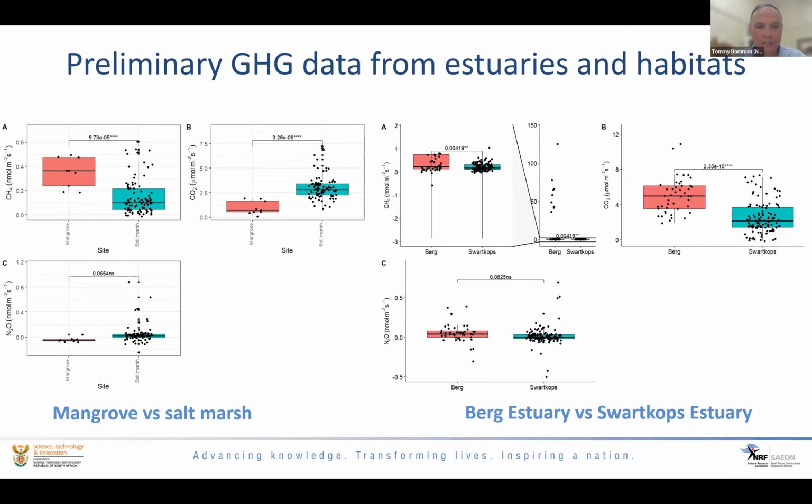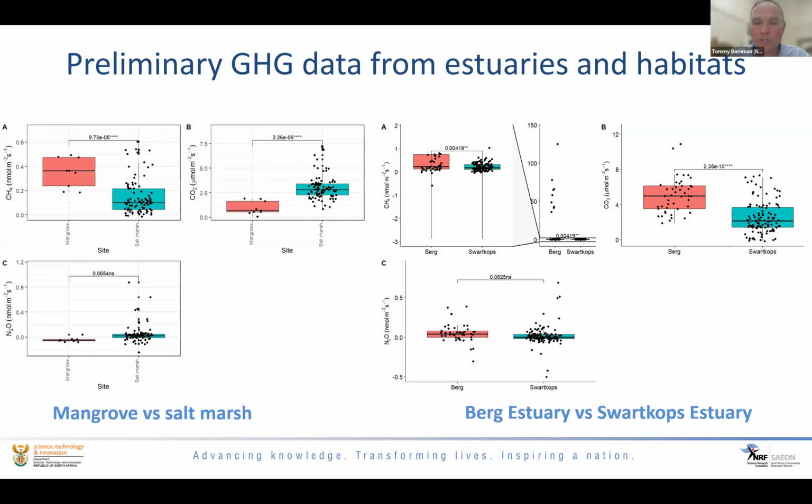I'm not going to go too much into this, looking at the difference in flux of CO2, methane, and nitrous oxide from mangroves versus salt marshes, estuaries on the west coast versus east coast, etc. Just to say that it's quite clear that our estuaries are net emitters of greenhouse gases, despite their considerable sequestration capability of carbon in the sediments.